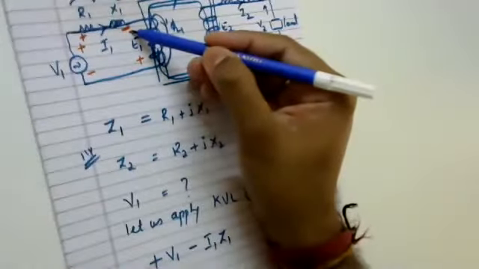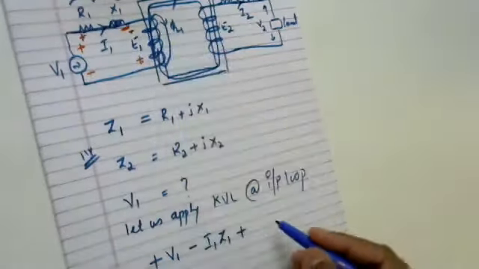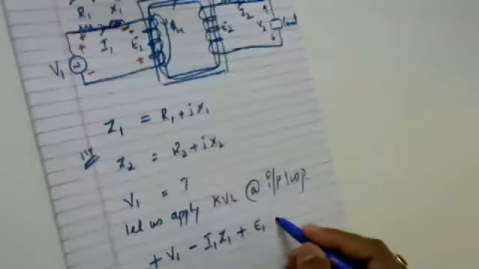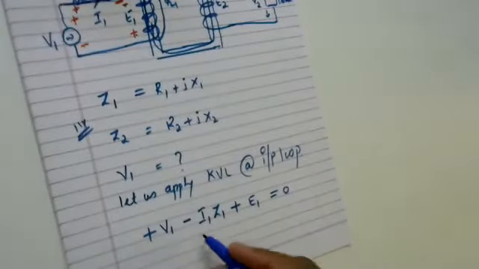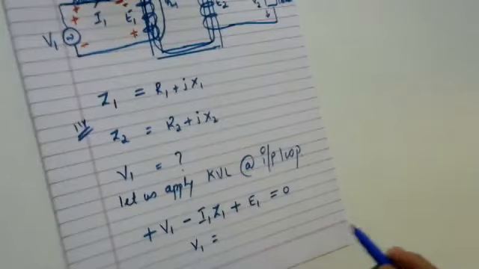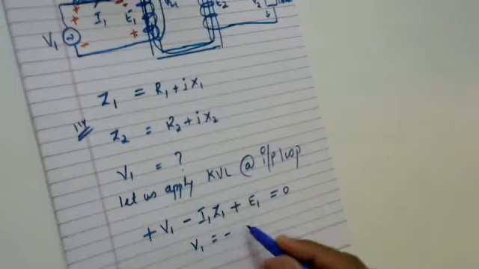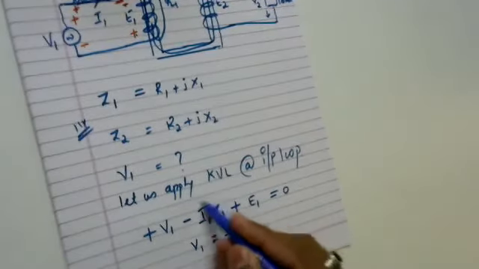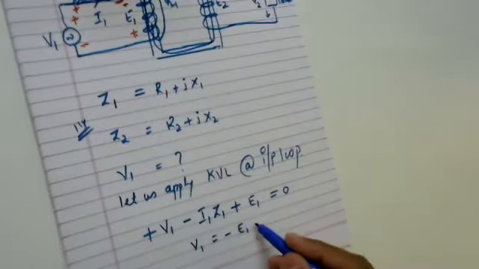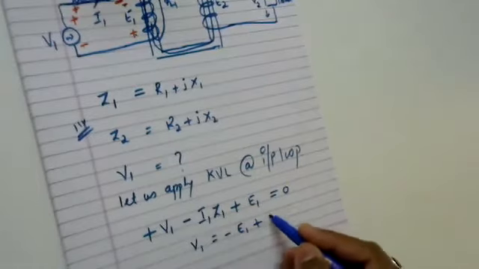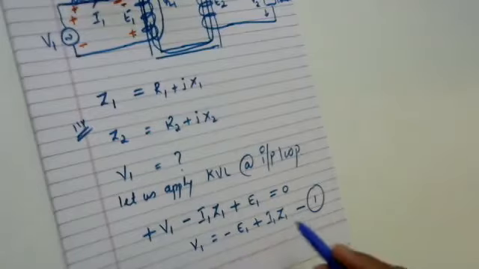Then I'll be getting negative to positive, so positive. What is this? It's an induced EMF E1. So this will be equal to 0. I want to know the equation for V1. So V1 will be equal to, I'll move this from LHS to RHS, so it becomes minus E1. Then I'll send this term from LHS to RHS, so negative becomes positive I1 into Z1. Let me call this expression 1. This is very, very important.